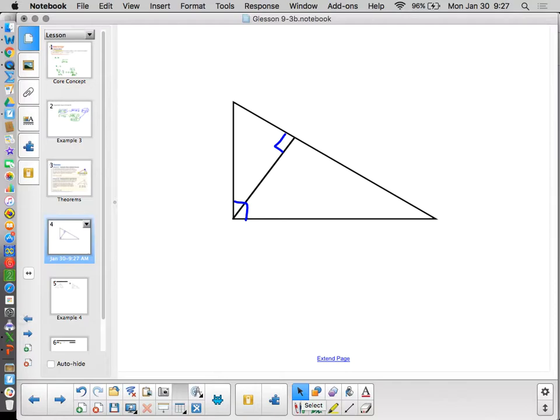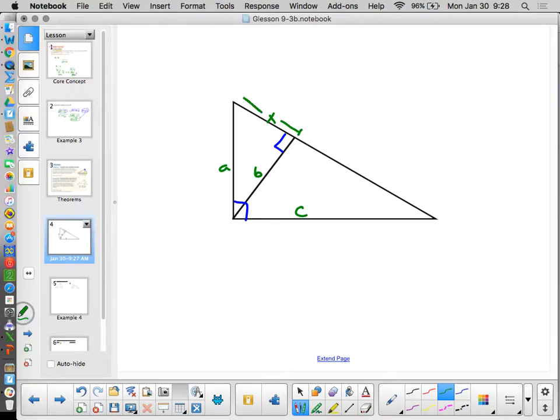Now, I'm going to label my segments. Instead of labeling the points, I'm actually going to label the segments themselves. And call these A, B, and C. And call this little bit from here to here X. And call this bit from here to here Y. And the whole thing I'm going to call Z.